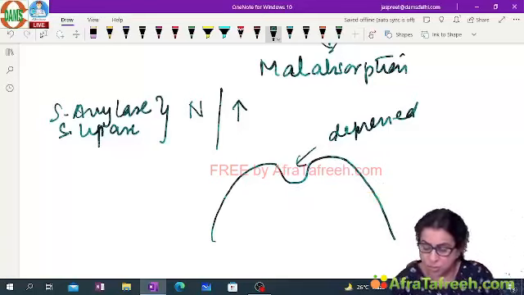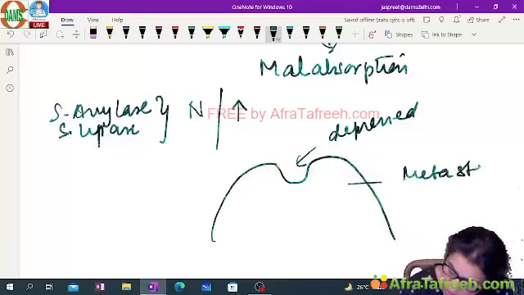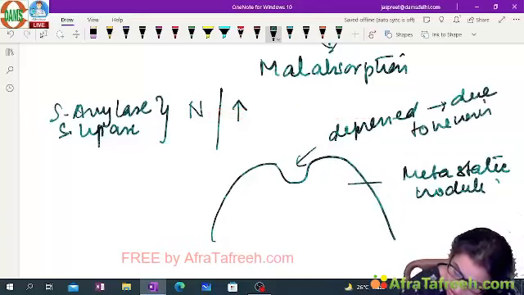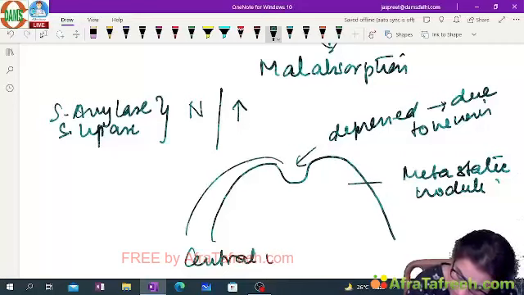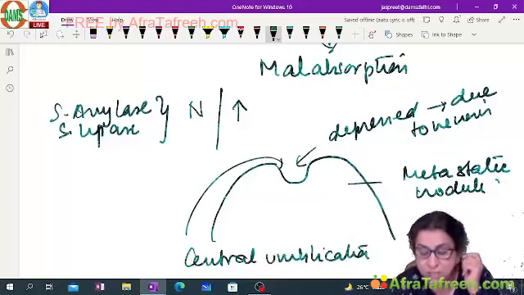So this is the metastatic nodule. The center is depressed due to necrosis of tumor cells in the center. The depressed center is called central umbilication.